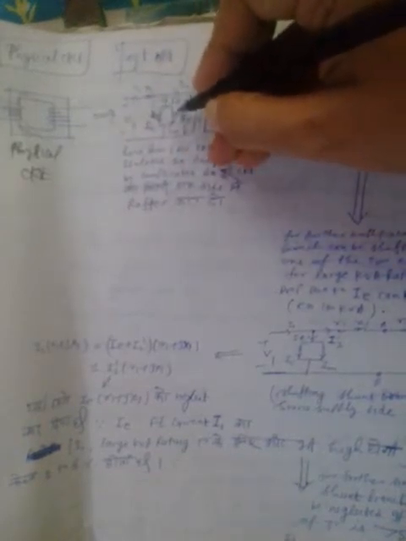Now, this is the equivalent circuit of the transformer: R1, X1, this is IE, applied voltage V1, this is XM, this is RC, right? Magnetizing component and core loss component. This is E1, this is R2, X2, this is E2, this is V2, right?